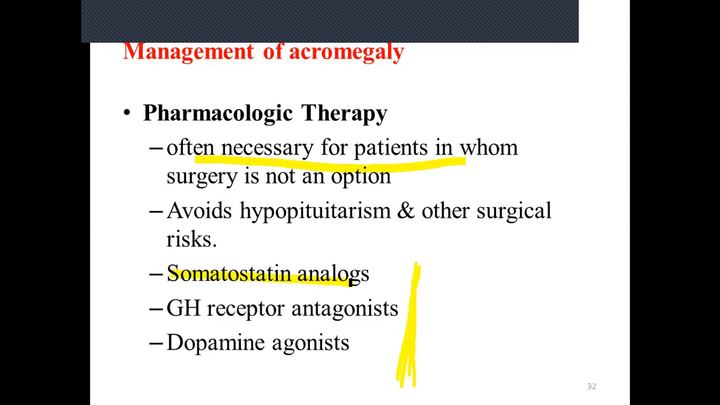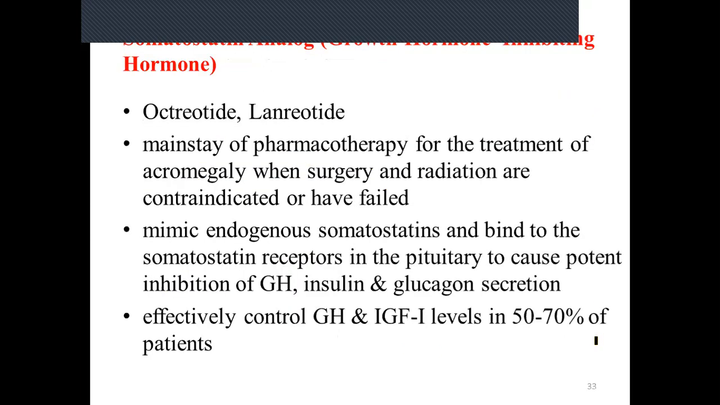Hopefully you have covered it somewhere when you are discussing liver cirrhosis in the GIP component of clinical pharmacy. Then we do have growth hormone receptor antagonists, and we do have dopamine agonists. So those are the most common pharmacological treatment modalities we're having in the market.